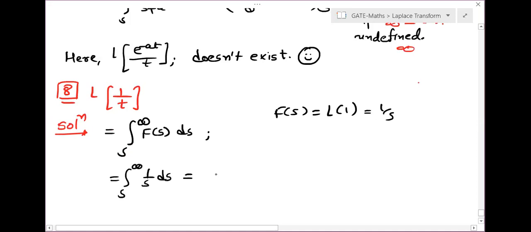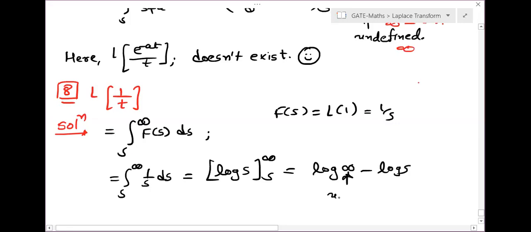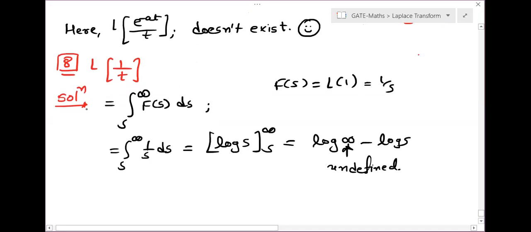What is the integral of 1 by s? Log s. Again, my limit is s to infinite. So it is log infinite minus log s. Again, this log infinite is undefined. And since it is undefined, this Laplace doesn't exist. Okay, that's why in the formula, when we were writing about Laplace of t to the power n, we have written separately that if n is equal to -1 or less than -1, this is undefined, or doesn't exist.